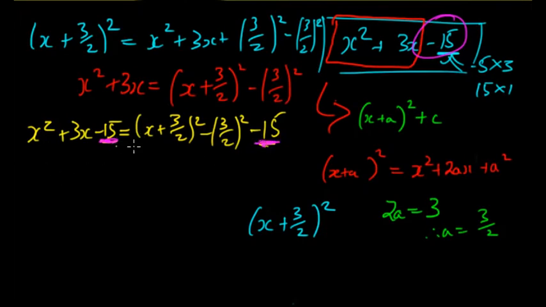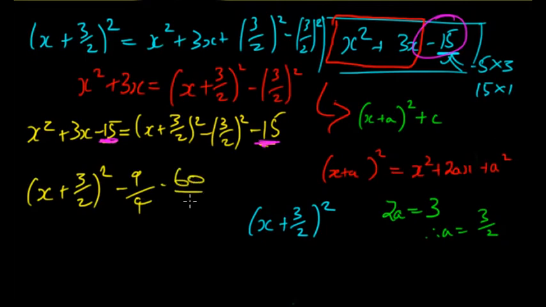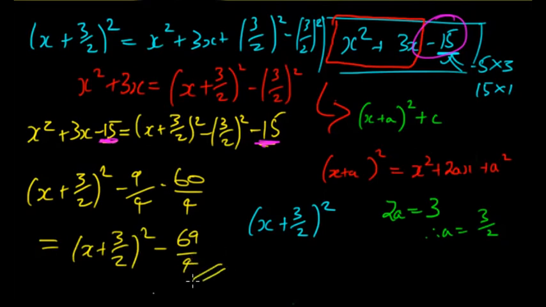Then, looking down, we have (x + 3/2)² − 9/4 − 15, so convert 15 to 60/4. That's just the same thing. And we're left with (x + 3/2)² − 69/4. And so that's a simplified factorized form. And we can see straight away from that the turning point, which is going to equal (−3/2, −69/4).